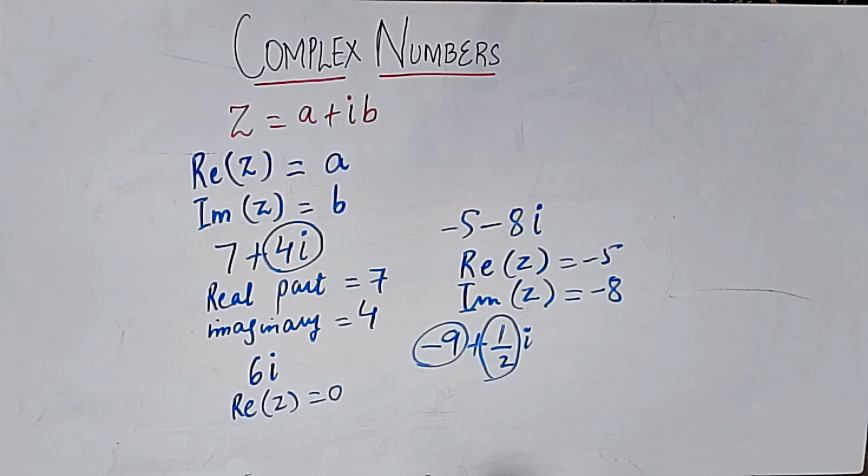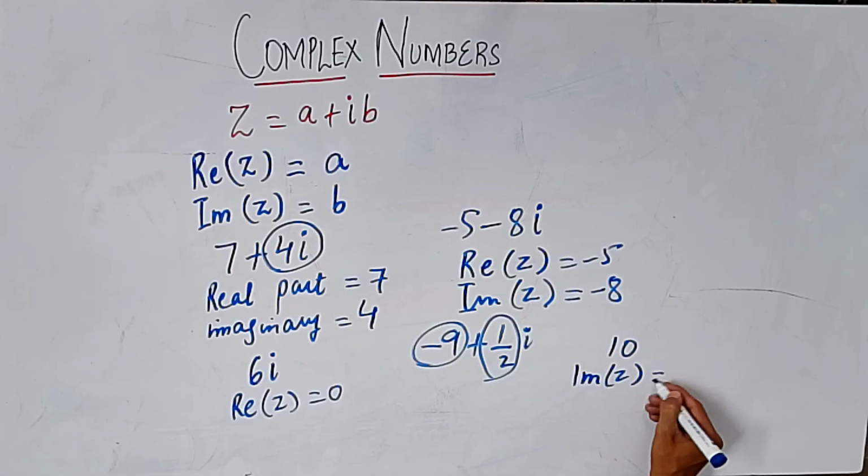And similarly, like we have seen previously in this video, if you have a real number written, let's say 10, it means that its imaginary portion is actually 0. That's why we are saying only a real part or the real number over here. So this is the basic concept of the complex number.